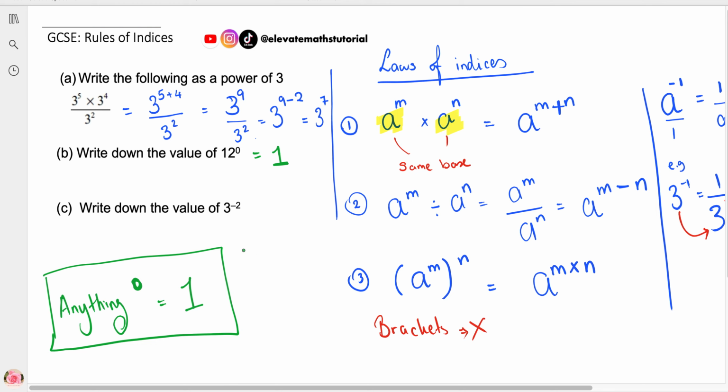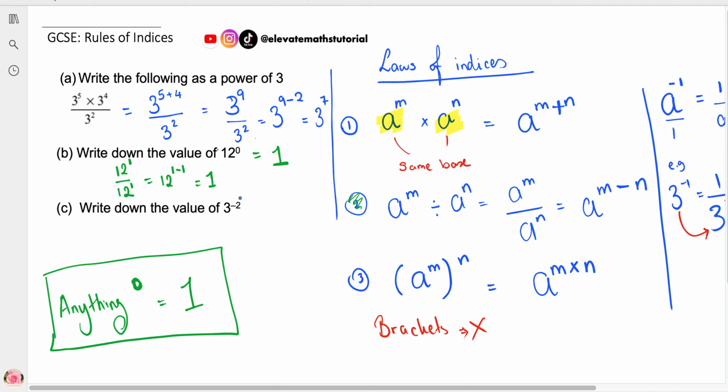The why behind anything to the power of 0 being 1 is basically that you're dividing 12 by the same number. You have 12 to the power of 1 over 12 to the power of 1. When you divide something by itself, the answer is always 1. But what we're actually doing here is 12 to the power of 1 minus 1. Remember the second rule of indices that we had there? 1 minus 1, that's 0. So 12 to the power of 0 is always 1, and that's why. You do need to remember that one. That's a commonly asked question.